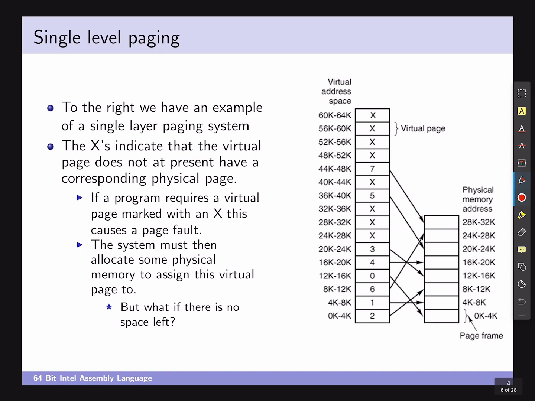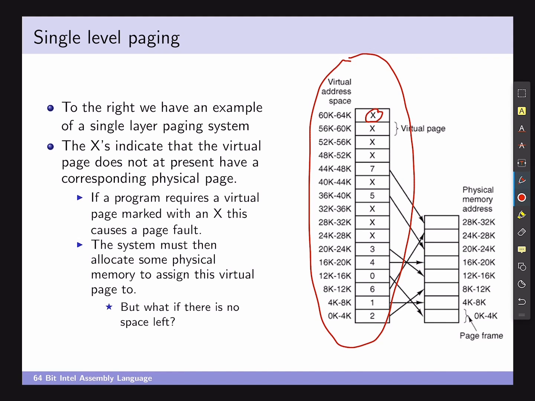The simplest way in which we can handle this conversion process is to use what we call single level paging. Just so we are all on the same page, on the left here is our virtual memory or virtual address space. In this example, it's not a very large virtual address space, it's only 64K. And the X's indicate that that block of virtual memory is not actually being used. So it's basically an empty block and nothing has been stored in there.